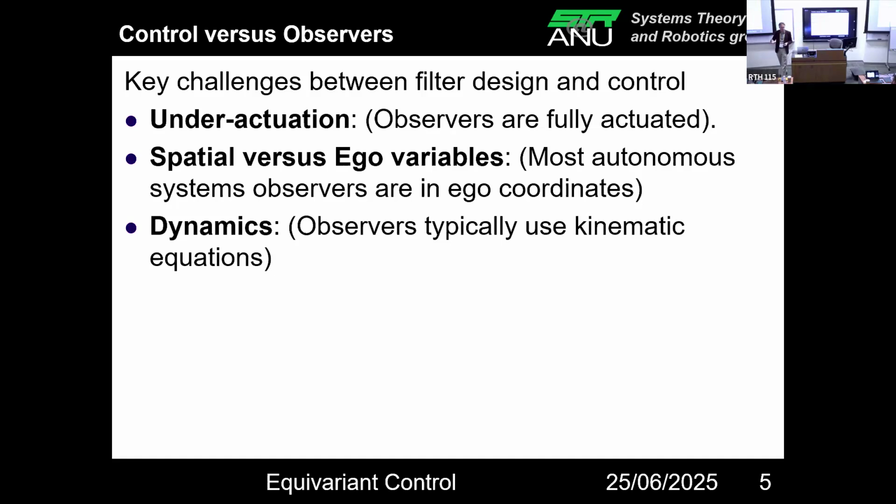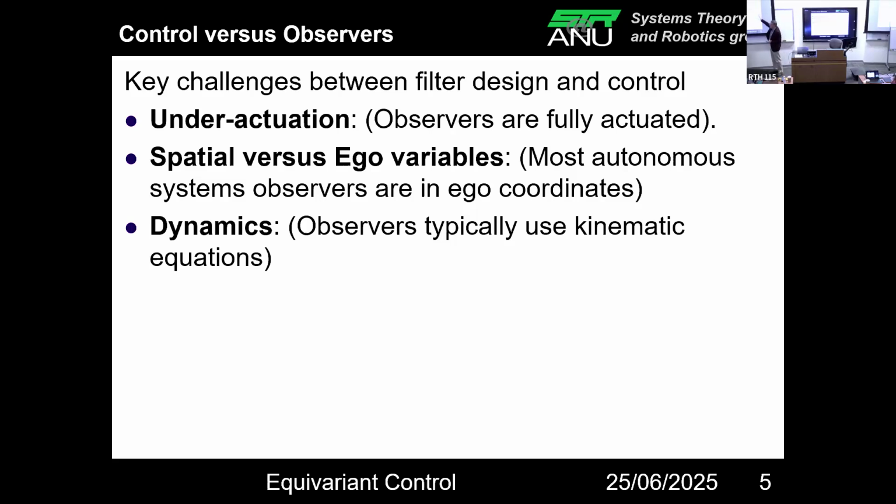Control problems are often the opposite. They're spatial variables. That is, I have a robot in the world and I want my controller to move the robot in a specific way in the world, okay? So you have to think about this other perspective on variables, and that's where the left and right symmetries come in, whereas observers are almost always right-handed symmetries. Some control problems are left-handed.